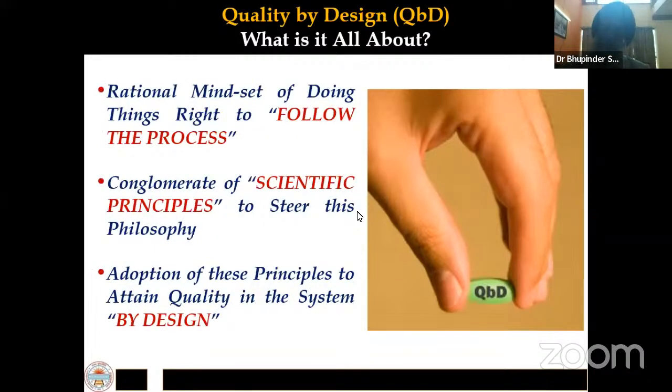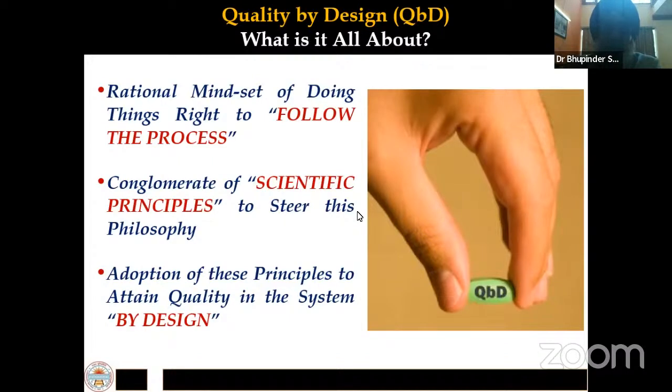So, my dear friends, after being involved in this paradigm almost since 1994, 28 years, much before FDA declared it an essential paradigm, I have understood that QBD is a mindset, a rational mindset to follow the process.